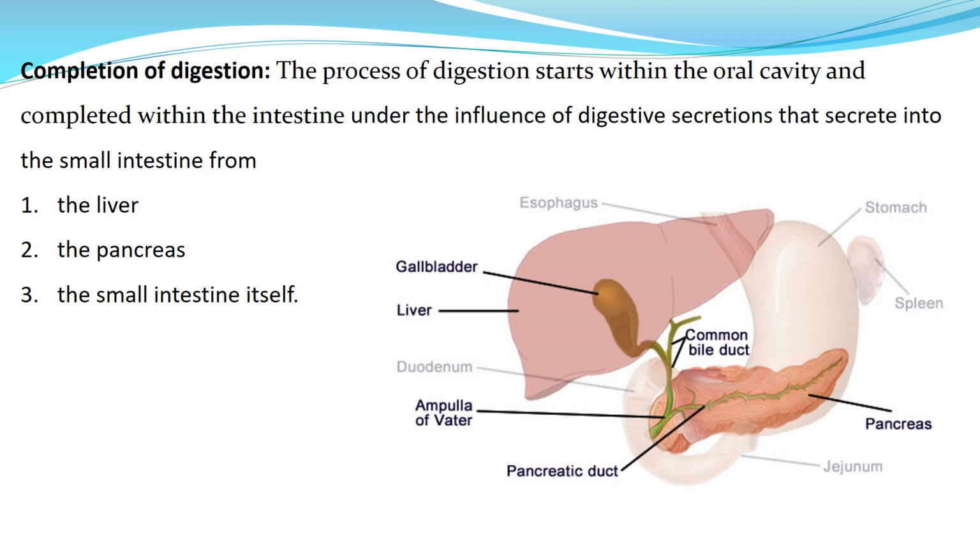What we said is that within the small intestine, the process of digestion can be completed. So it is the completion of digestion. The process of digestion started within the oral cavity, as we mentioned here, and it can be completed within the intestine under the influence of digestive secretions that secrete into the small intestine from the liver, pancreas, and the small intestine.